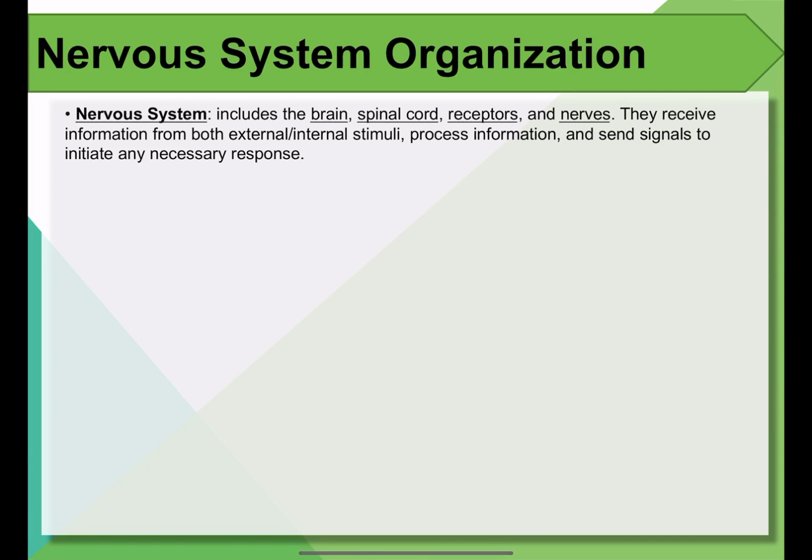Before we dive into the structure of a neuron, let's go through how the nervous system is organized and divided into different divisions. Organ-wise, the nervous system is very simple. It is only made up of the brain, the spinal cord, receptors, and nerves. Their main goal is also very simple: simply put, they're just for receiving information from both external and internal stimuli, processing that information as sensory information, and then sending a signal to initiate any necessary response in the form of a command. So in a nutshell, it's pretty simple.